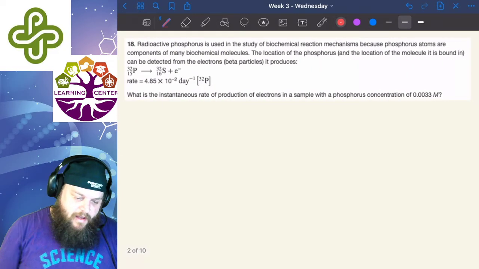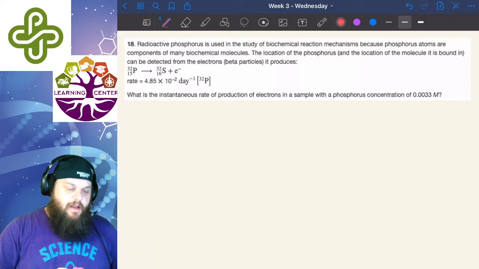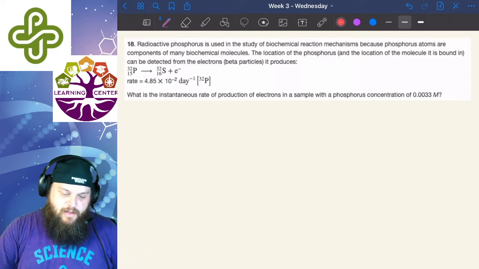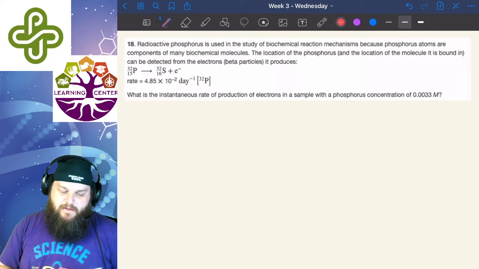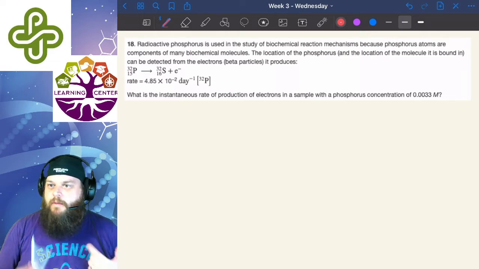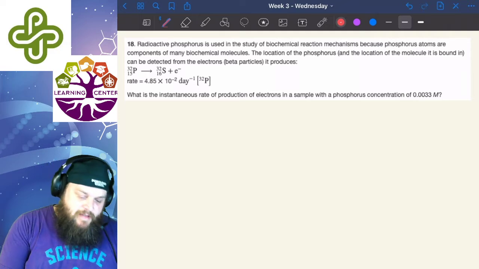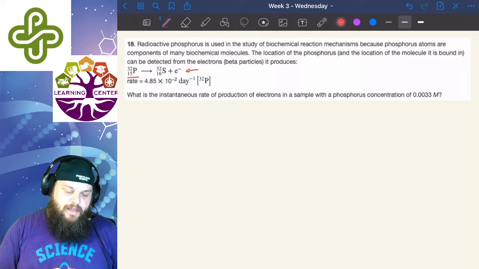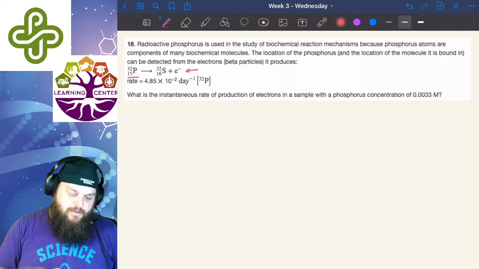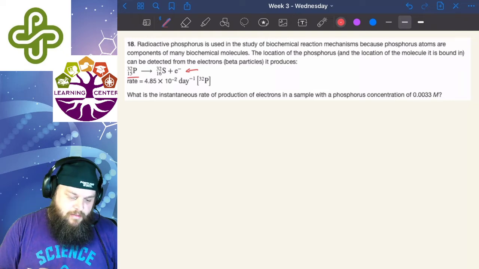Let's jump ahead to number 18. In this one, a radioactive phosphorus is used to study biochemical reaction mechanisms because phosphorus atoms are components of many biochemical molecules. The location of phosphorus and the location of the molecule it is bound in can be detected from the electrons or the beta particles it produces. You'll learn more about that in 223 when we start talking about radioactive decay. Here's kind of an example of it where phosphorus 32 will actually decay, losing electrons to, is it strontium? No, that's sulfur. Ooh, that's sulfur 32.